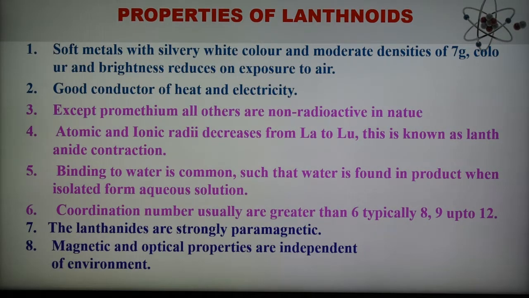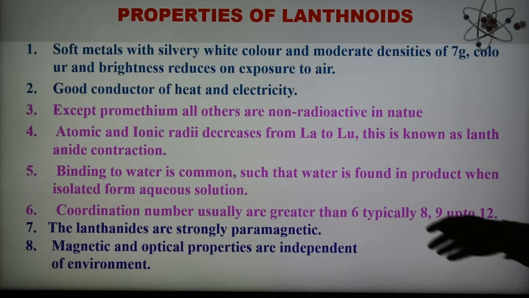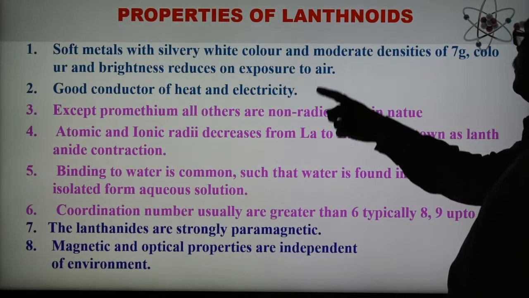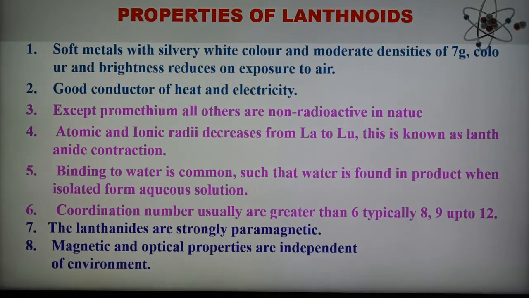Atomic and ionic radius decreases from lanthanum to lutetium. We are discussing the properties of lanthanides. So here atomic and ionic radius both decrease from lanthanum to lutetium. This is also known as lanthanide contraction. So what is lanthanide contraction? The steady decrease in the size of elements from lanthanum to lutetium in this series. This decrease in the atomic size, or atomic radius, is known as the lanthanide contraction.